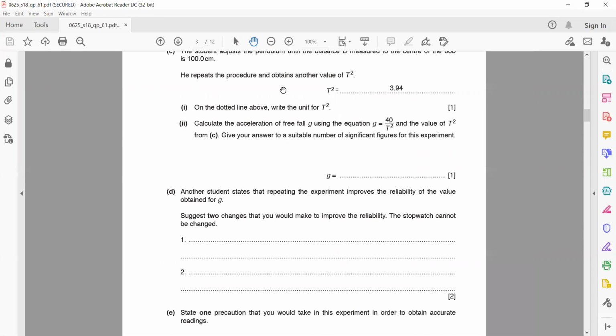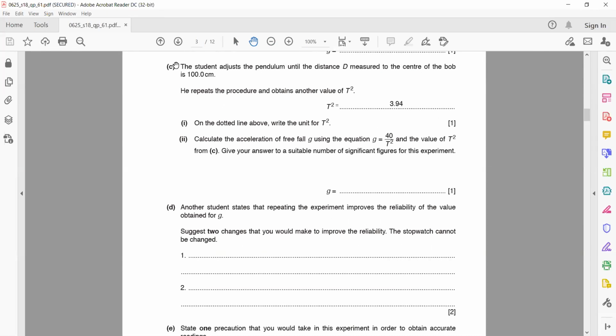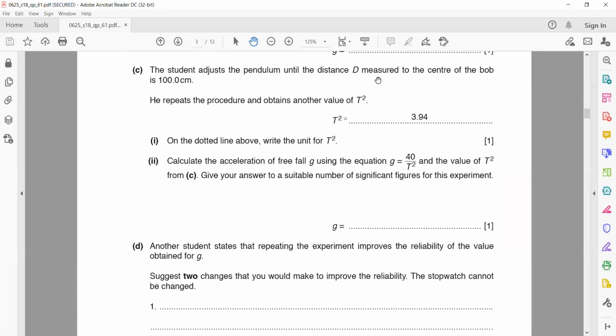Then in part C, the student adjusted the pendulum until the distance d measured from the center of the bob is 100 centimeter. He repeated the procedure for t square. He is getting 3.94. On the dotted line above, write the unit for t square. So what will be the unit of t square? It will be second square.